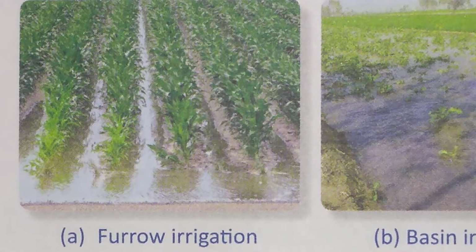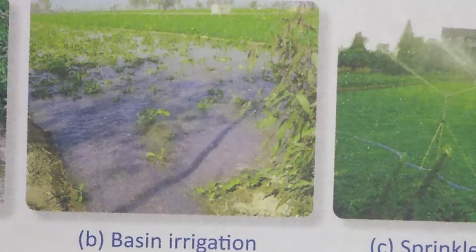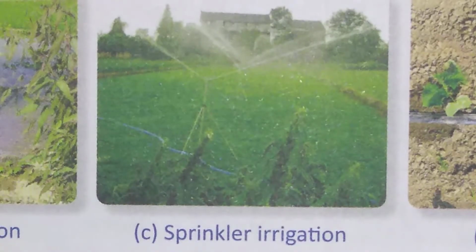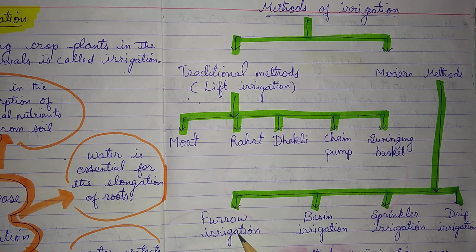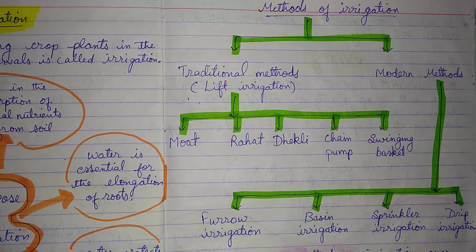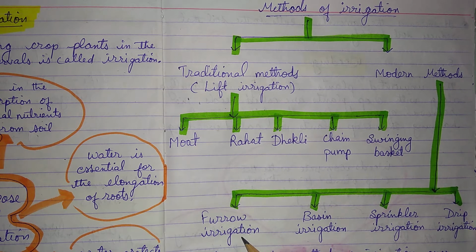Now let us see some modern methods. Furrow irrigation, basin irrigation, sprinkler irrigation, drip irrigation. Students, in furrow irrigation, water runs in the field through canals or furrows made between two rows of crop plants growing on the ridge, like we have mostly seen in fields. जैसे डोली बना देते हैं, डोली के ऊपर तो पौधे को उगा देते हैं और उनके बीच में जो नाली सी रह जाती है वहां पर पानी छोड़ देते हैं. This is an example of furrow irrigation.